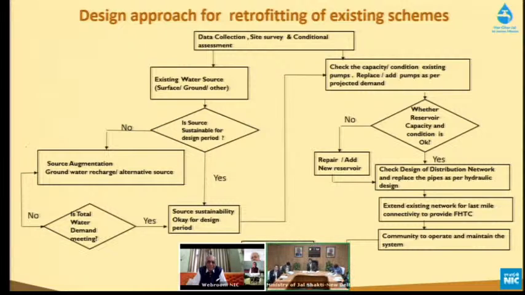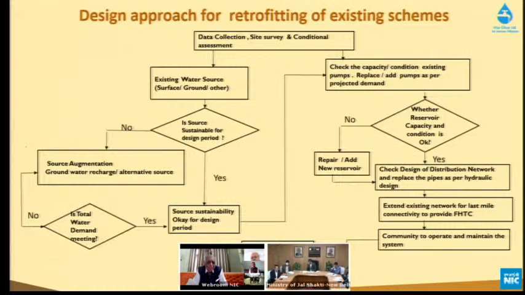I have tried to put in a different scenario. There may be existing sources, and those sources may not be sustainable for the long term, right? So I put the arrow: if the source is sustainable, we can directly go for the design purpose. Suppose the source is not sustainable, in that case we have to augment the source, right? We can have additional bore wells, or we can find alternative sources, or we can deepen the bore well, so that way we can augment the source. Now we are happy with the source.